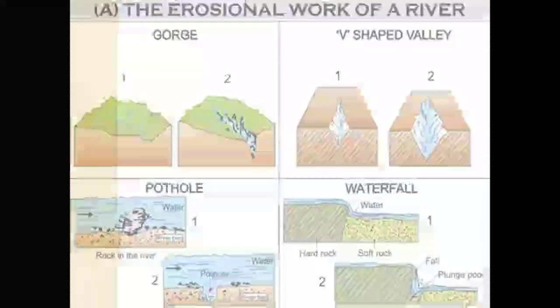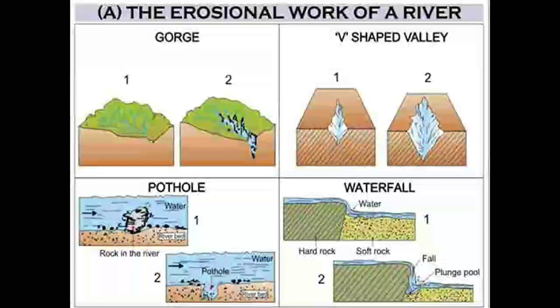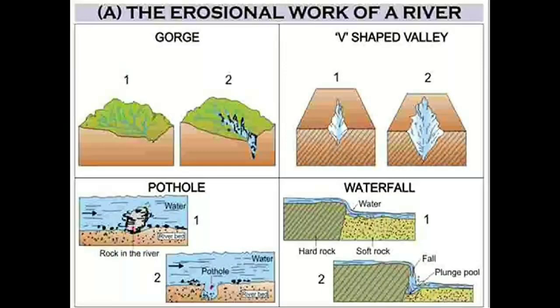Here you can see pictures of the erosional work of a river. What are its erosional works? It's gorge, V-shaped valley, potholes and waterfall. See the diagram.